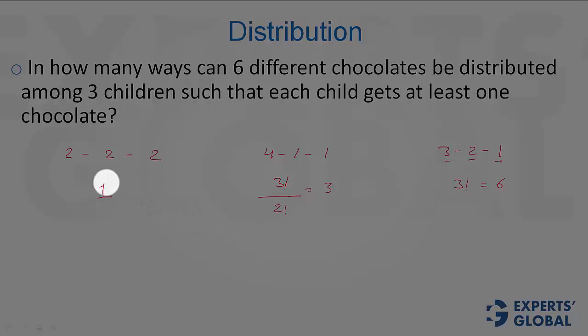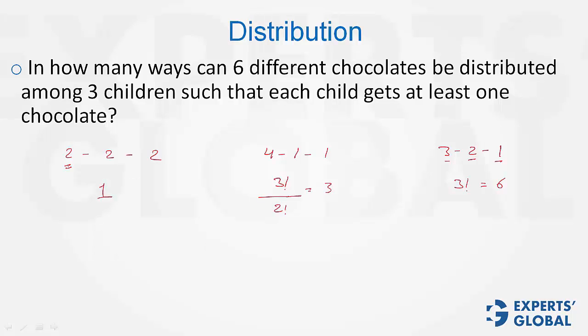Now let's consider the cases for distribution of chocolates. 6 chocolates, the first child gets 2. So 6C2, 4 remain, into 4C2, 2 remain. The last part is always 1, 2C2, 1. In this case, 6C4, 2 remain, 2C1, and the last part is again 1, 1C1. And in this case, 6C3, the first child is getting 3. Now 3 chocolates remain. The next child gets 2. So 3C2, and the last part is always 1.